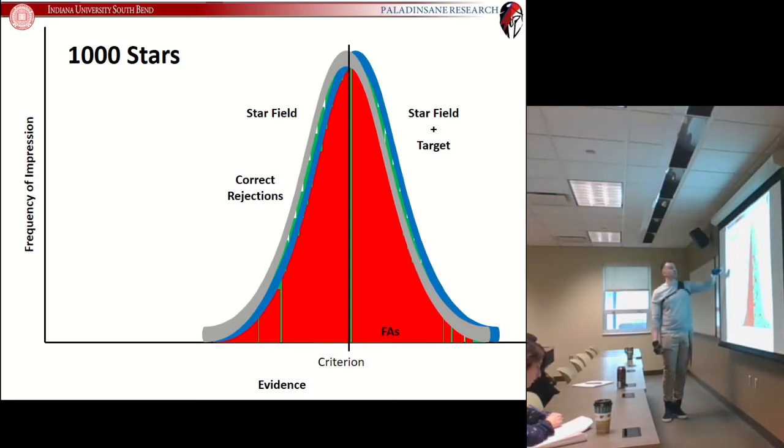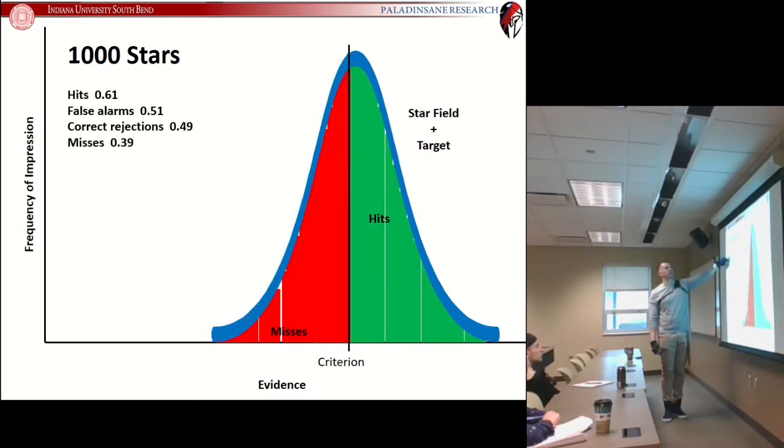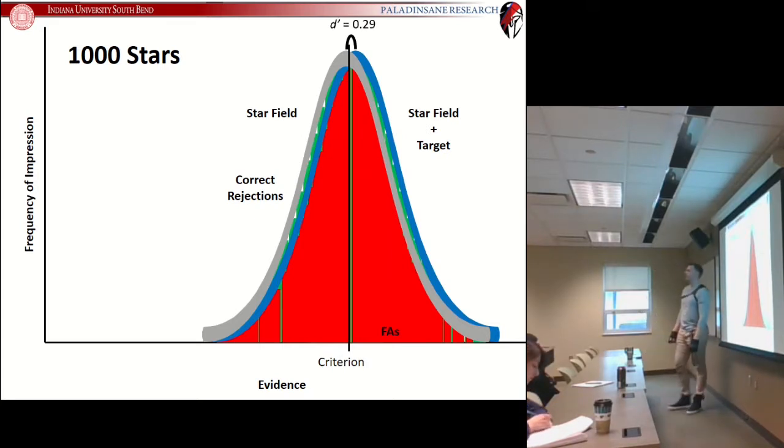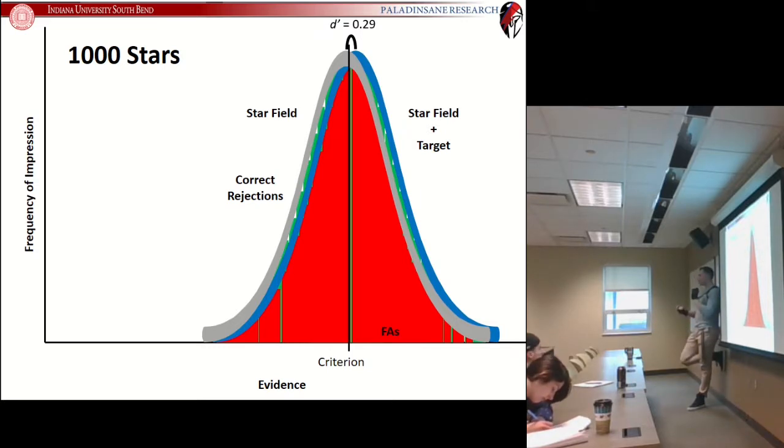But basically, this indicates that when the target wasn't there, we were basically just guessing. We were basically just at a 50-50. But notice that once we place that distribution on our signal detection paradigm here, look at that distance between the two peaks. Look at our measure of sensitivity, all the way down to 0.29. So we know that we are way worse at detecting that line of stars in the 1,000 star condition.